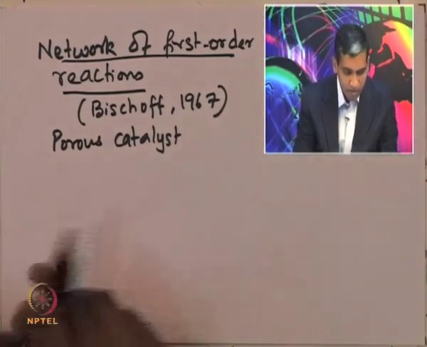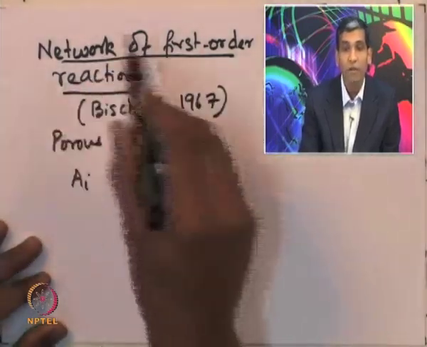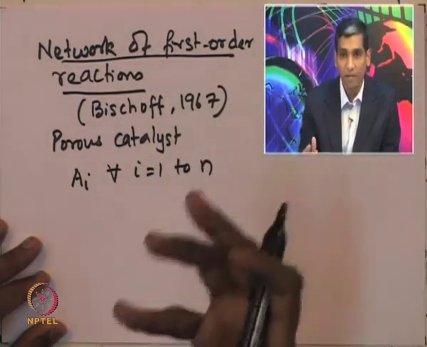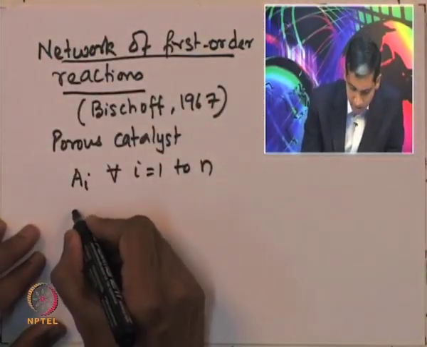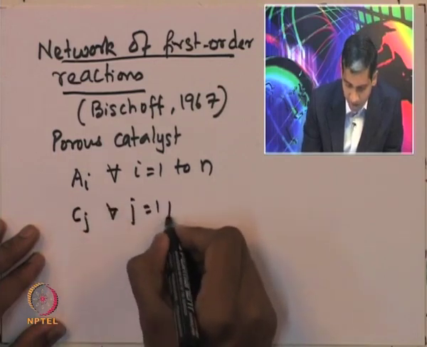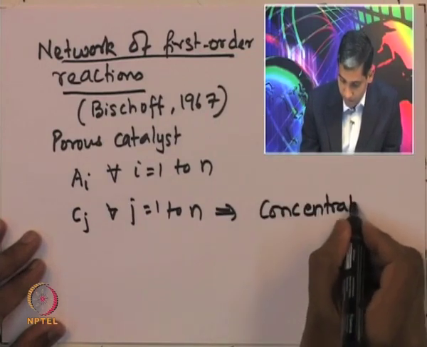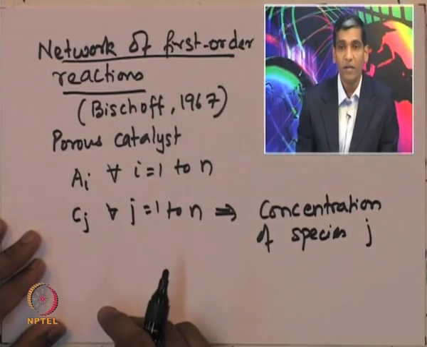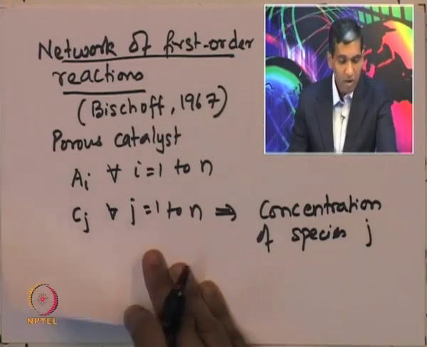Suppose A_i are the n species participating in this network of first order reactions, for i going from 1 to n. So there are n species participating in this network. Now, if C_j, for all j going from 1 to n, is the concentration of species j.